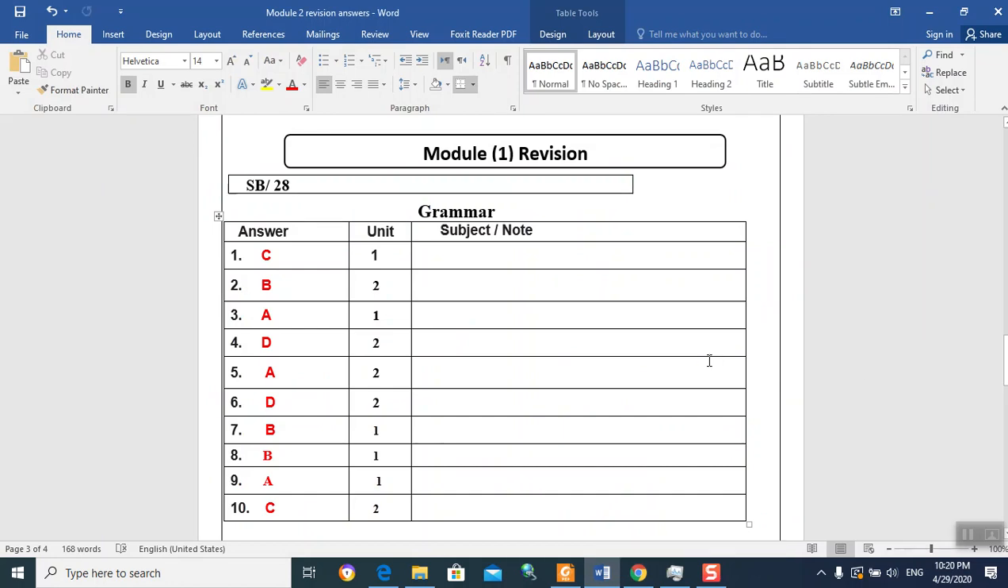Here they are, all the answers, number 1, C, and so on. And I wrote the unit for you so that you can go back and compare the words we used. It's better to read the subject before you answer them again so that you know when and how you use the present simple, present progressive, present perfect simple, and present perfect progressive. These are the tenses. You find them in Module 1, which is Unit 1 and 2.